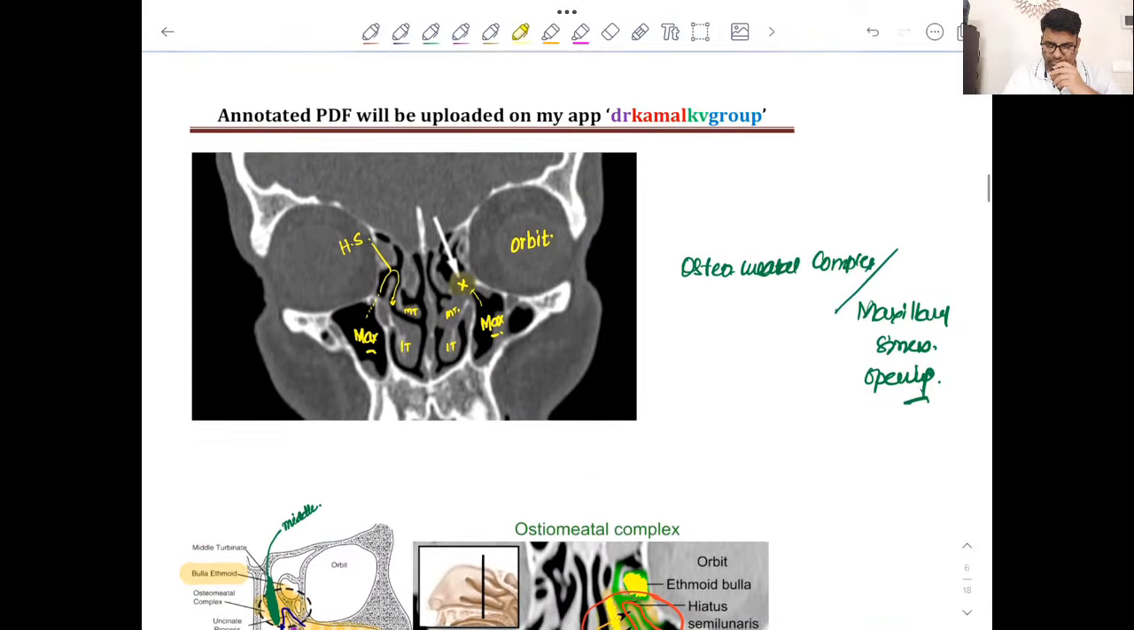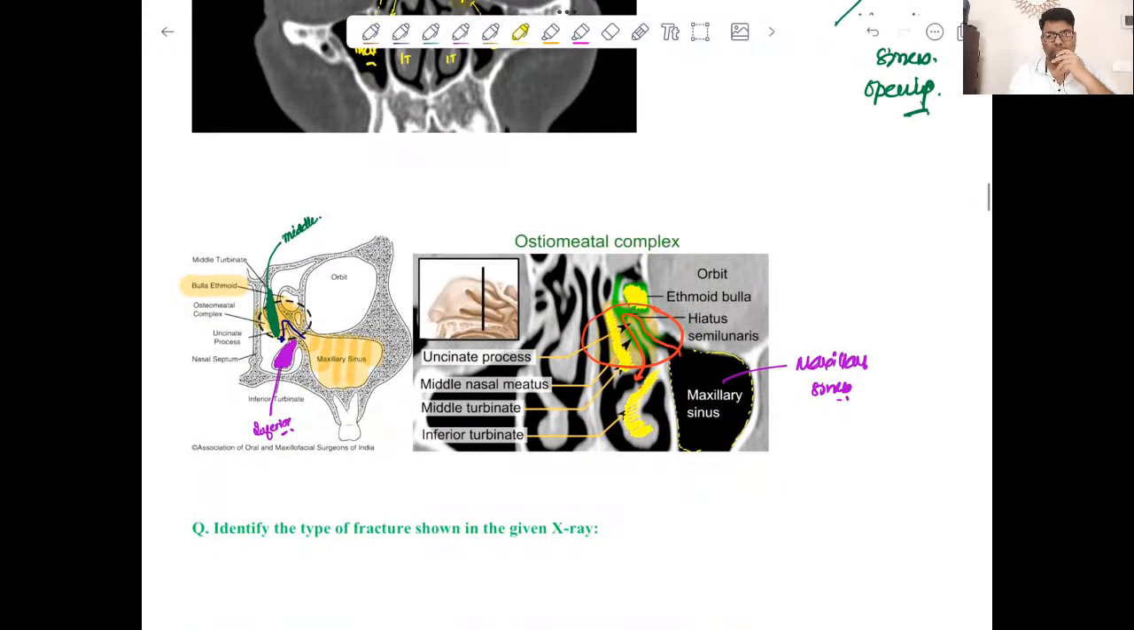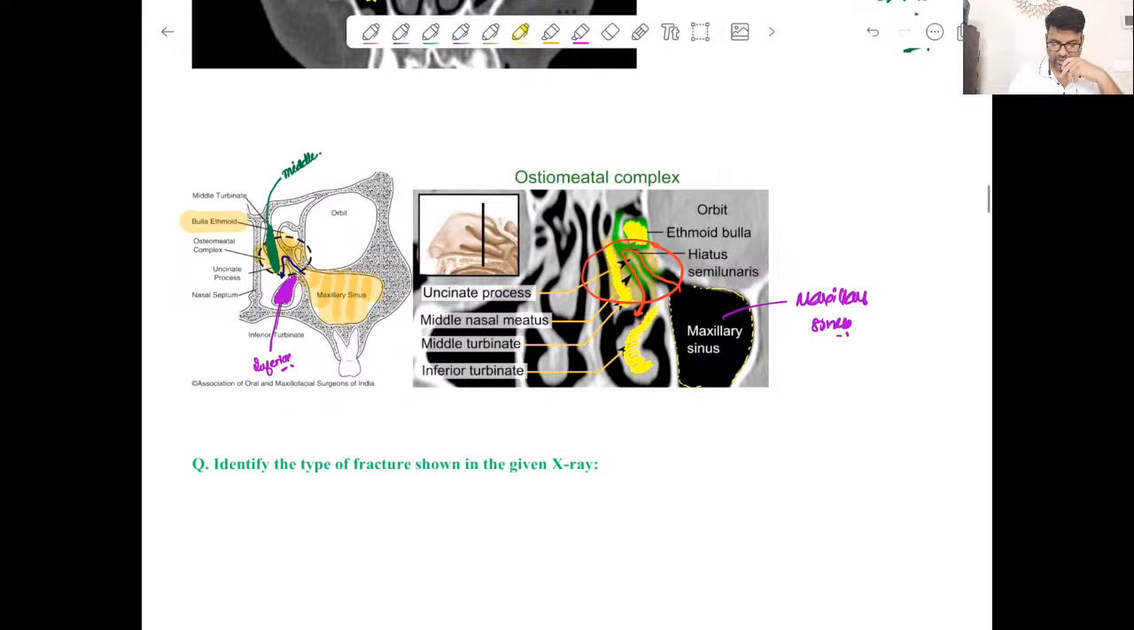So this was an image, and the answer has to be either osteomeatal complex or maxillary sinus opening. Okay, so this is how you should remember the anatomy of the coronal section with respect to the lateral wall of the nose. So this is very important here.